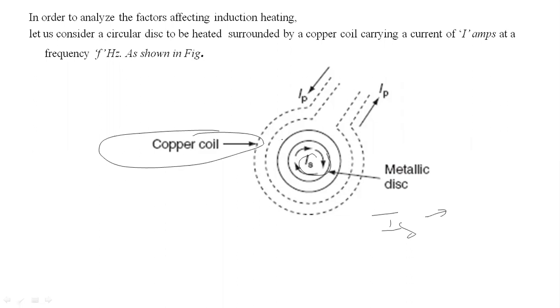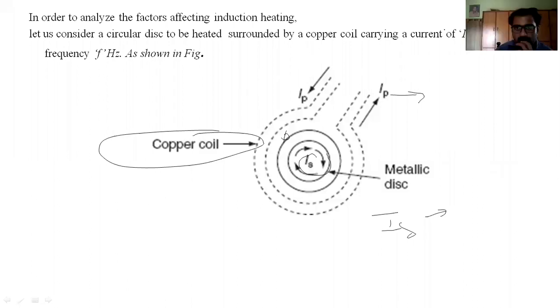Here a flux is produced, and due to that flux there are the secondary current Is and Ip. This Ip is the primary current. The copper coil connected around this disc is considered the primary coil. The current passing through this primary coil is taken as the primary current, represented by Ip, where P represents primary. Whatever current is induced by this primary current is Is, which is the secondary current.